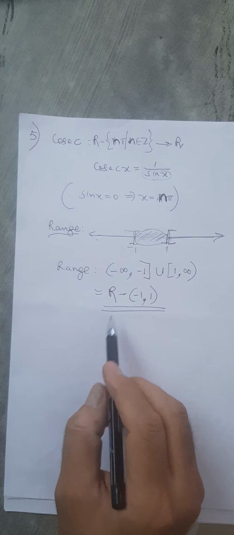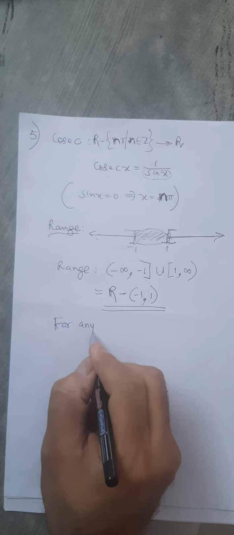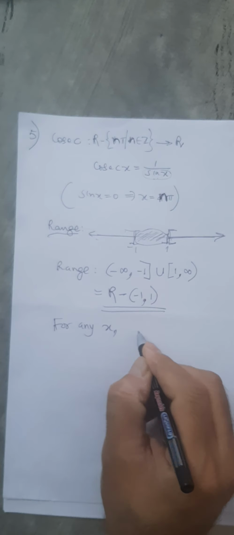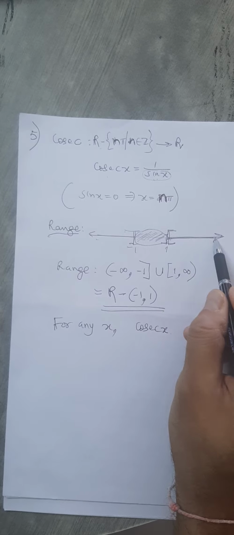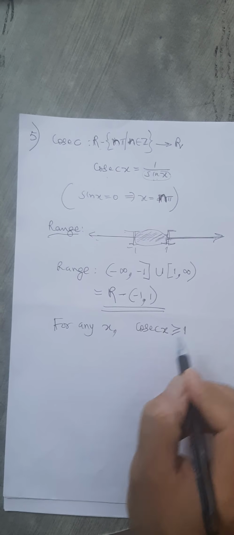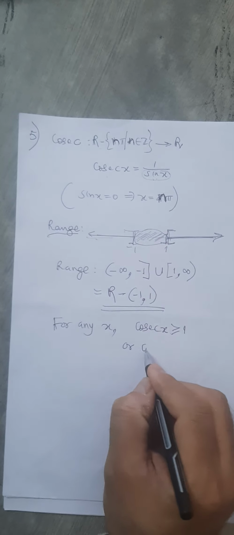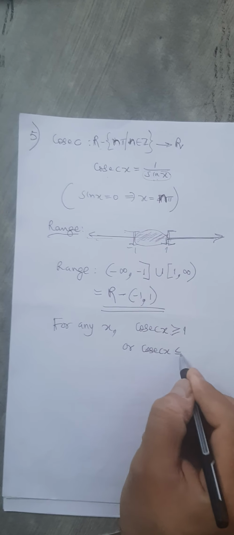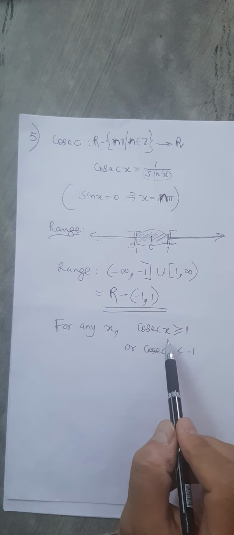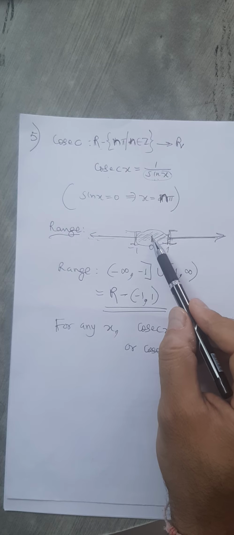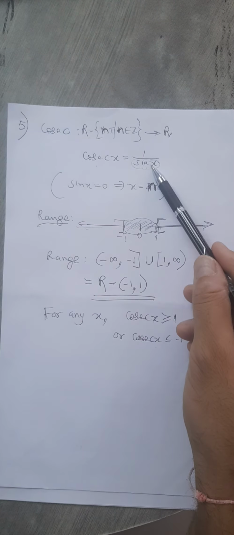For any x, for any arc length x, cosec x will be 1 or more than 1, that is, greater than or equal to 1, or minus 1 or less than minus 1, that is, cosec x is less than or equal to minus 1. It can never be 0. You cannot get any x for which cosec becomes 0, right? If cosec is 0, then sine becomes infinity, which is not possible.